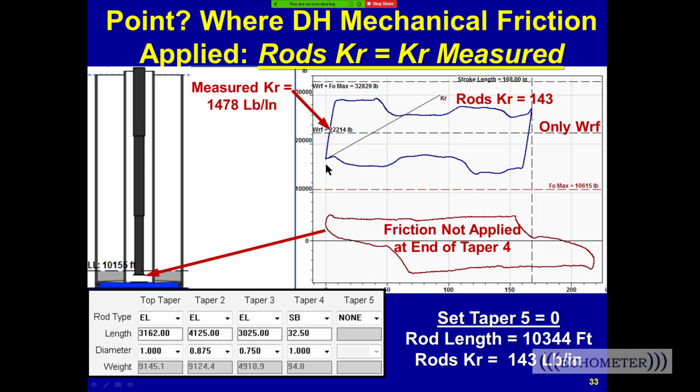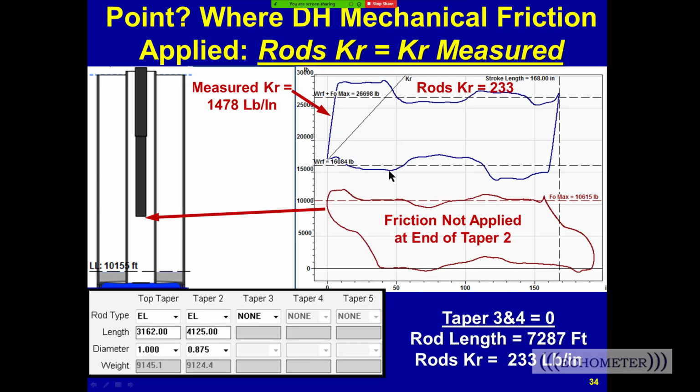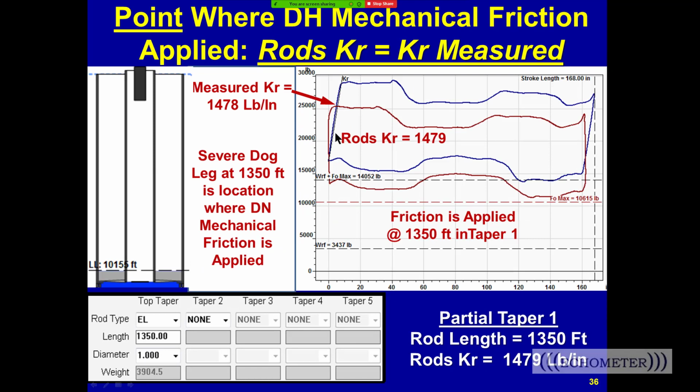Well, the wave equation knows how to calculate the forces down the rod string. And so this force at the bottom of the rods right there is required to calculate that force with the wave equation from the surface. So the surface force is that, and the only way that surface force can look like that is if there's a force like that at the pump. Well, there wasn't a force like that at the pump. There was a force like this at 1,350 feet from the surface, about a 10,000 pound friction force acting on the rods. A 10,000 pound friction force acting on 1,350 feet of rods made that load at the surface.